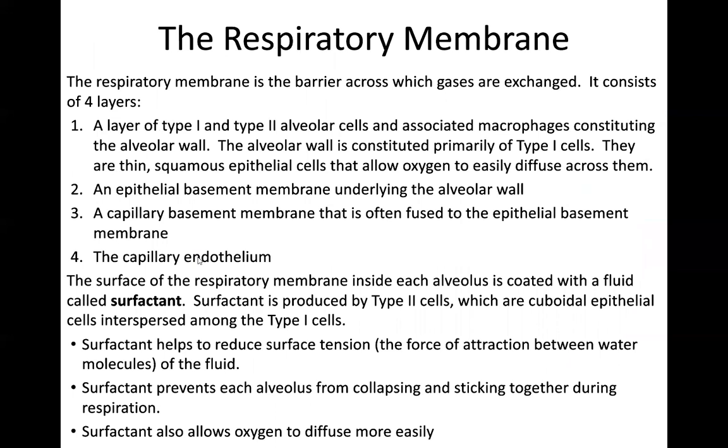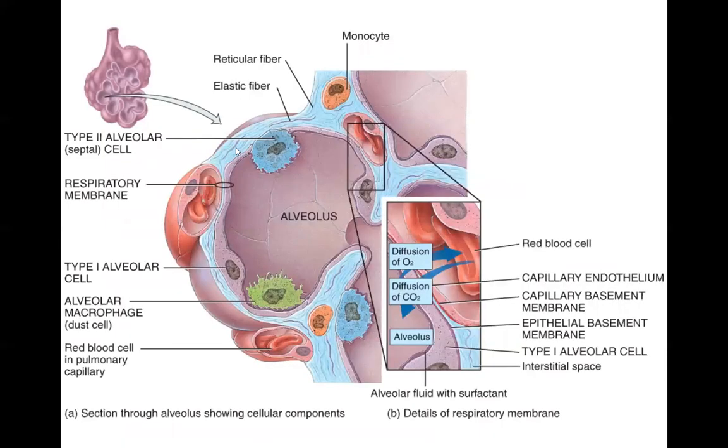Now, speaking of gas exchange, that involves what we call the respiratory membrane. This is a barrier across which gases are exchanged. It is a 4-layered membrane, which sounds like there's a lot to it, but it is absolutely, at least in a normal healthy lung, very minuscule. Okay. Looking here at the illustration on the next page, here we're showing the interior of one alveolus.